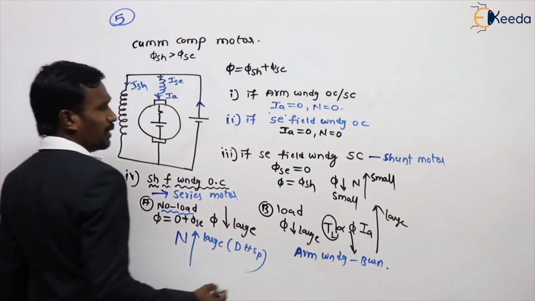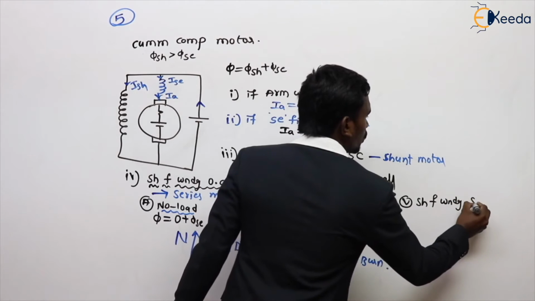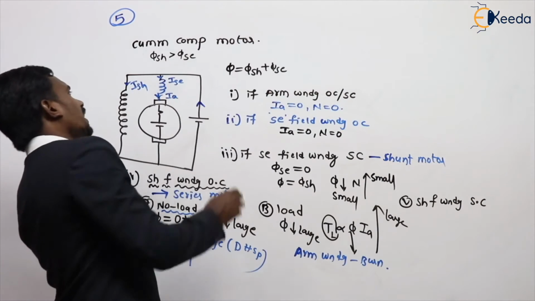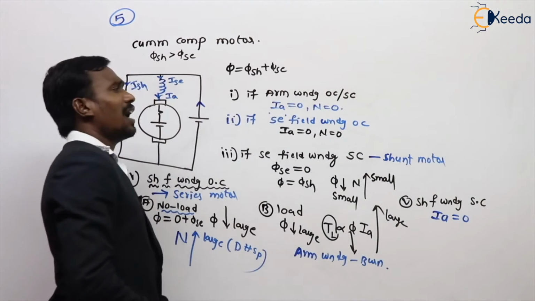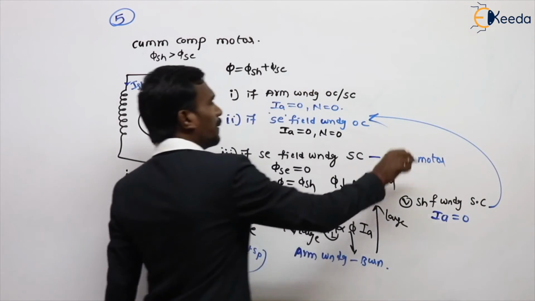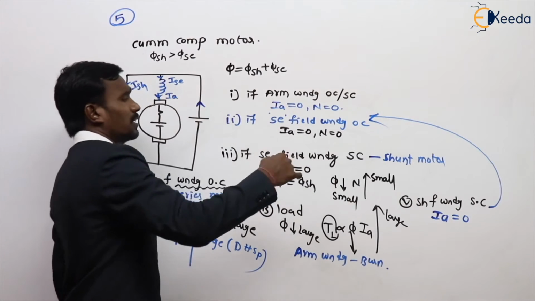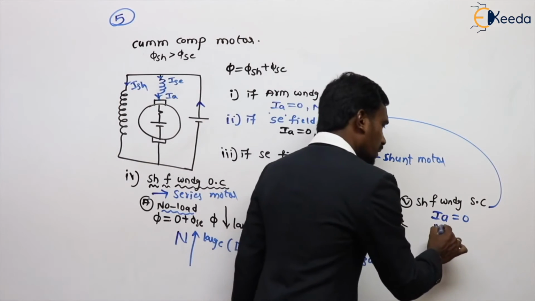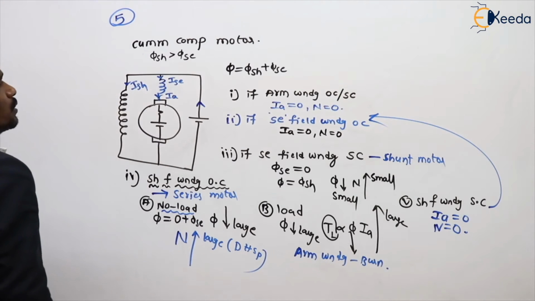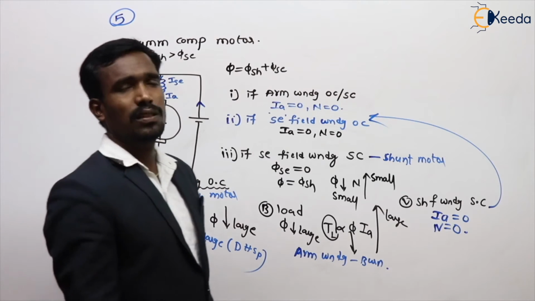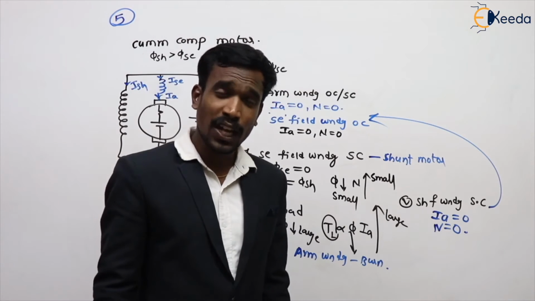For example, in the fifth case, the shunt field winding is short circuited. If the shunt field winding is short circuited, what is the armature current? Zero. If the armature current is zero, then what happens? Speed is zero. If the shunt field winding is short circuited, there is no operation, because the speed is equal to zero. This is the concept on the cumulative compound motor when different types of windings are open circuited or short circuited. Are you clear?